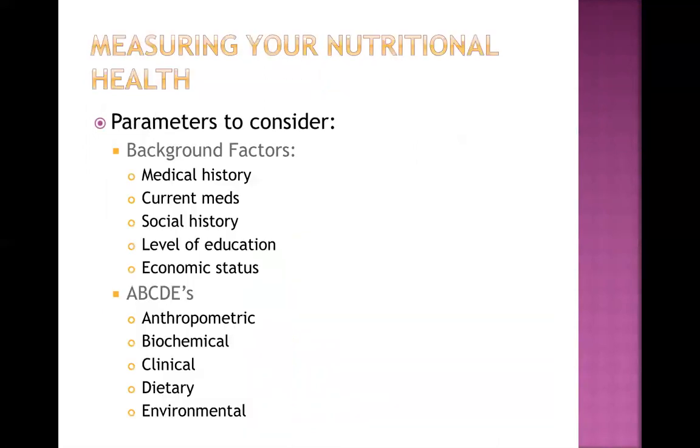So what do we do when we are measuring people's health? There are many things to consider when looking at somebody's health and trying to assess how healthy they are. First, you want to look at their background. What's their medical history? What types of diseases or illnesses or surgeries have they had? What current meds are they taking, both prescription and over the counter? Social history: who do they live with? Do they work? Do they have help at home? Level of education. Level of education has been shown to directly correlate to nutrition education. Economic status. Are they able to afford foods that they need and want?